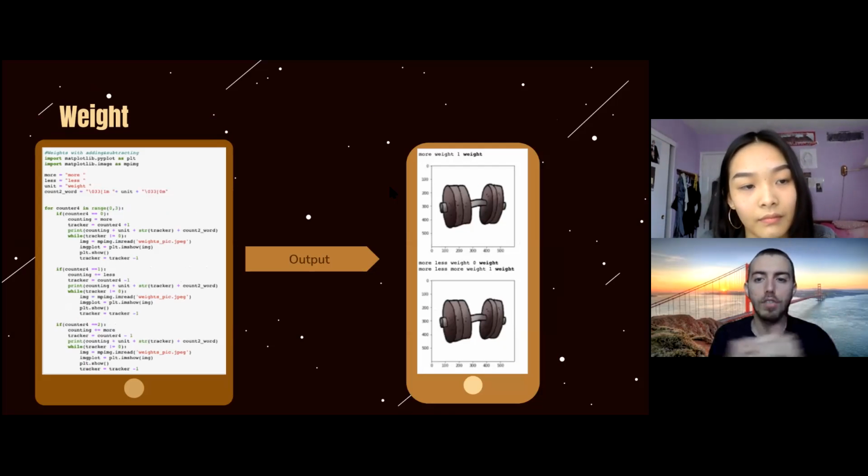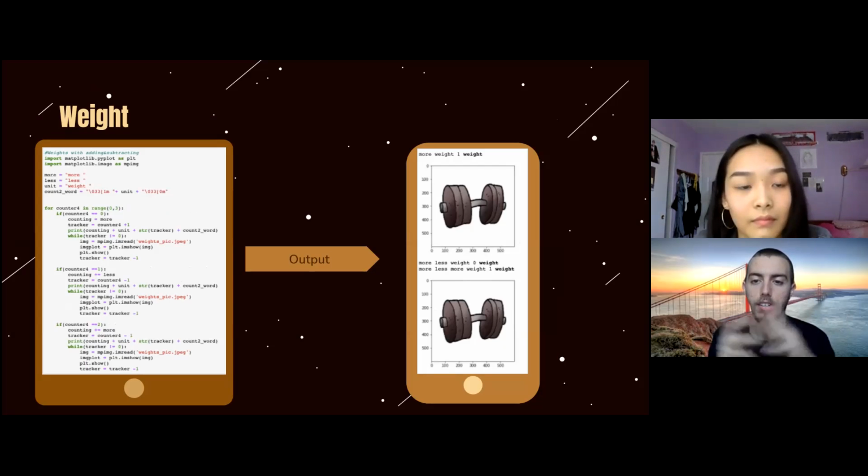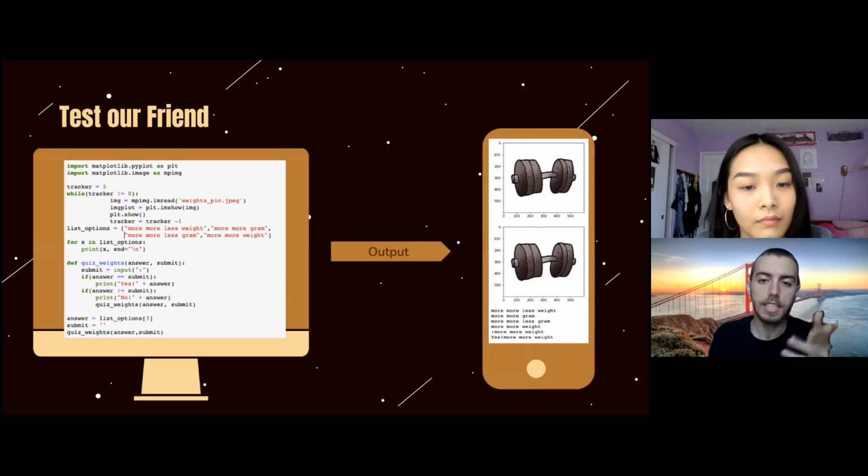And then from this, we could further elaborate and employ our mathematical example of iteration so that we can add weight and subtract weight. And then we can test our alien on these concepts through developing a quiz through Python.